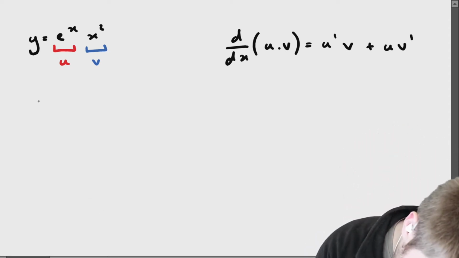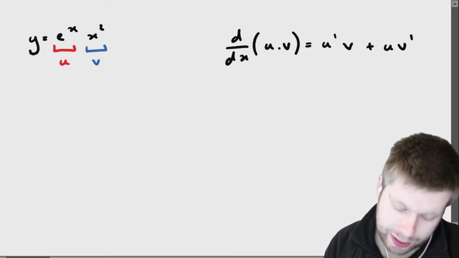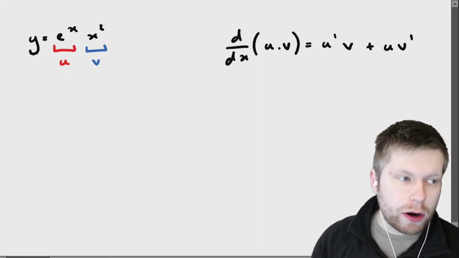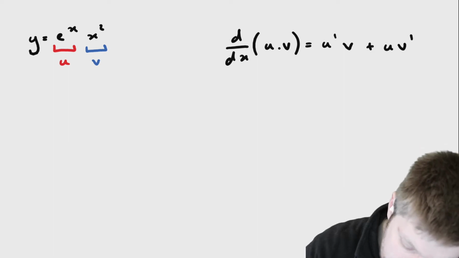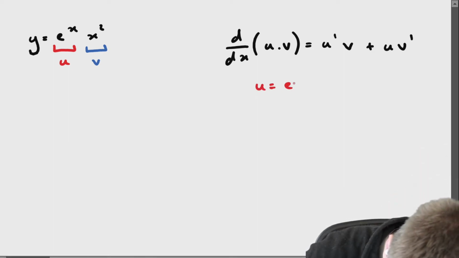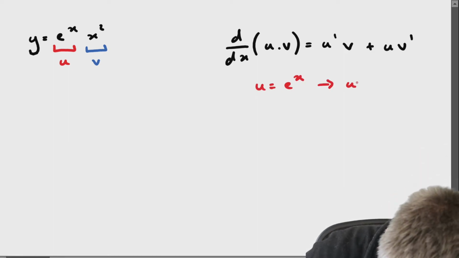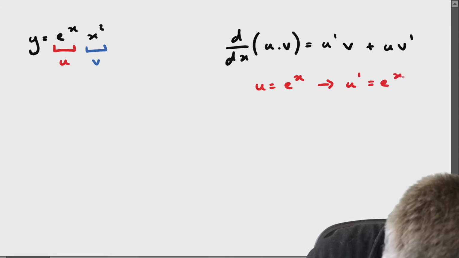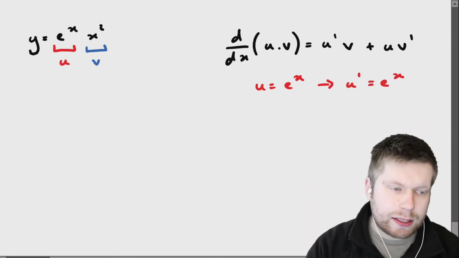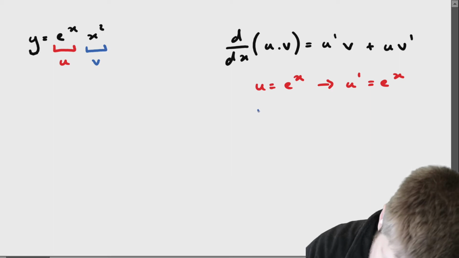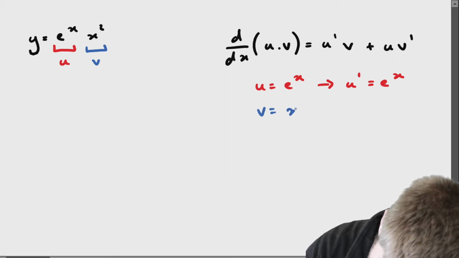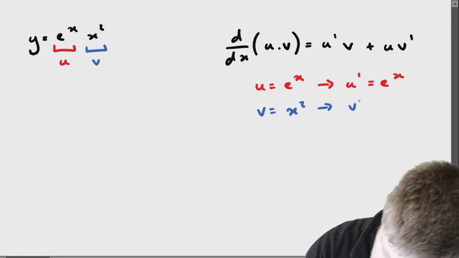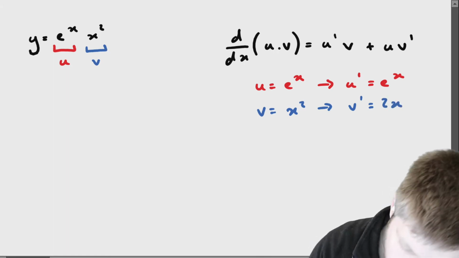So I've got y equals e to the power of x times by x squared. Well, my u function is e to the power of x. So therefore, if u is equal to e to the power of x, then the derivative of u must also be equal to e to the power of x, because I know the derivative of e to the power of x is e to the power of x. Now my v function is x squared, which means the derivative of v is going to be equal to 2x.